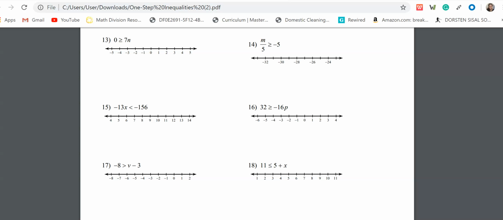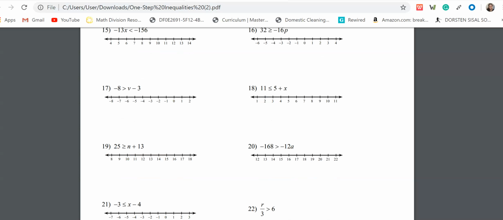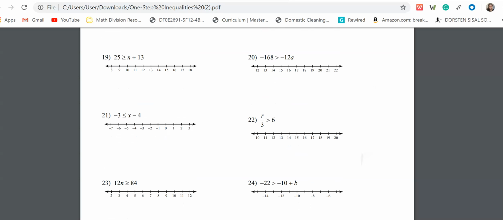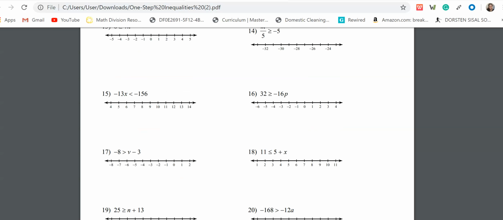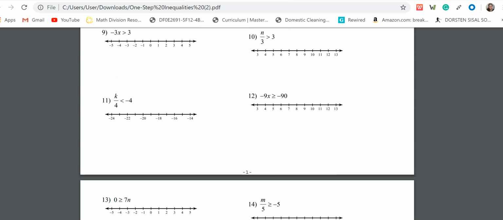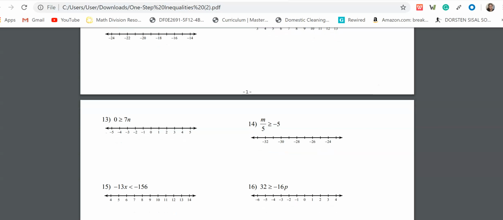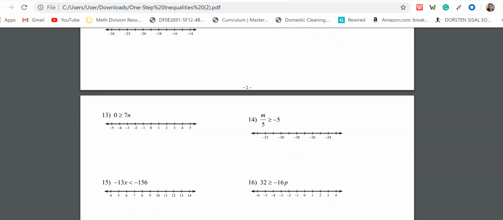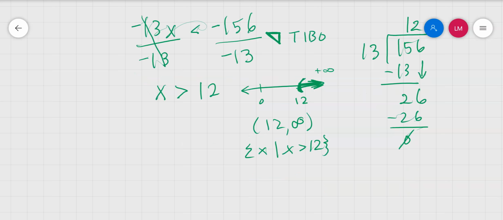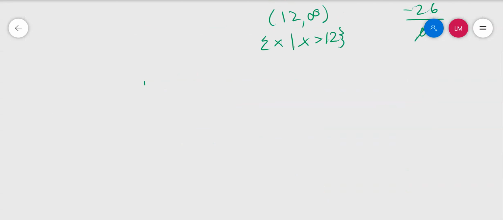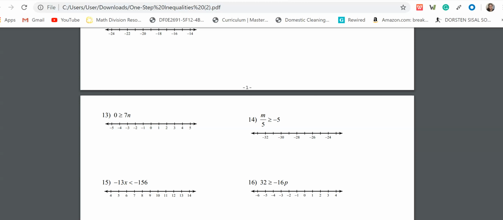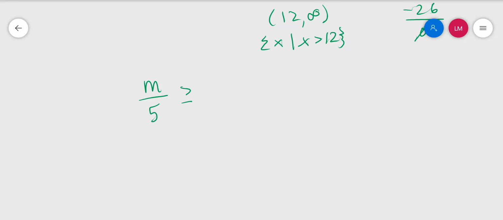And let's do one more. Let's look at number, well, I wanted 16 and 15 are similar actually. I did not find one that had dividing with a negative. That's fine. Okay, so let me do number 14. So for number 14, we got m divided by, I believe it was just a 5, greater than or equal to negative 5.